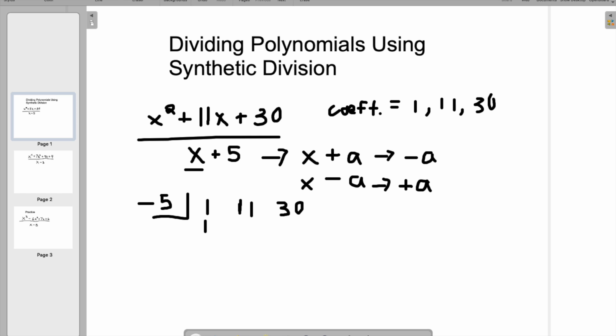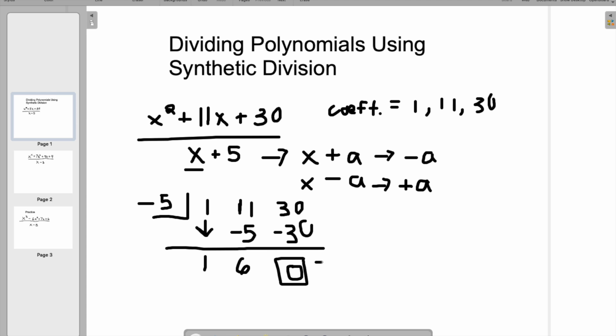So the first thing we're going to do is drop down the first coefficient. So we're just going to drop down 1. The next step is to multiply -5 and 1, and then you're just going to write that right there on the next spot. What's different about long division and synthetic division is that in long division, you subtract the numbers, but in synthetic division, you add them. So 11 plus -5 is 6, and we're going to do the same thing. So 6 times -5 is -30. 30 plus -30 is 0. So that is our remainder.